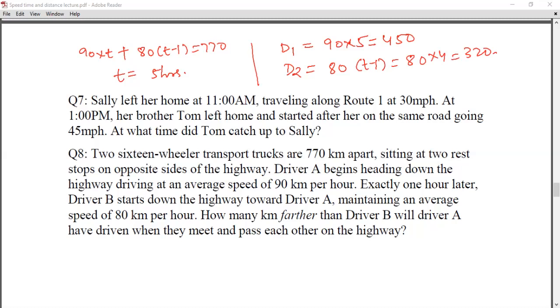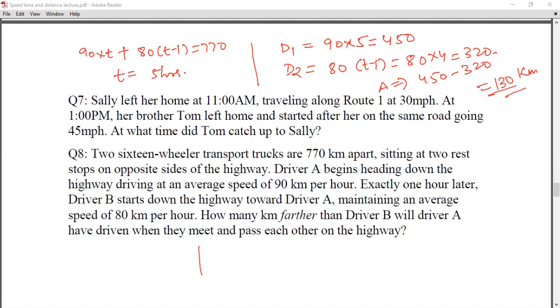As you can see, driver A has covered 450 kilometers and driver B has covered 320 kilometers. So we can subtract in order to check by how many kilometers farther driver A has driven. So the answer will be 450 minus 320, that is 130 kilometers. So driver A has driven 130 kilometers farther than driver B.